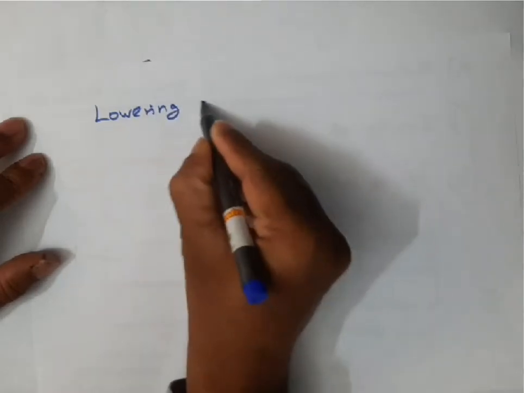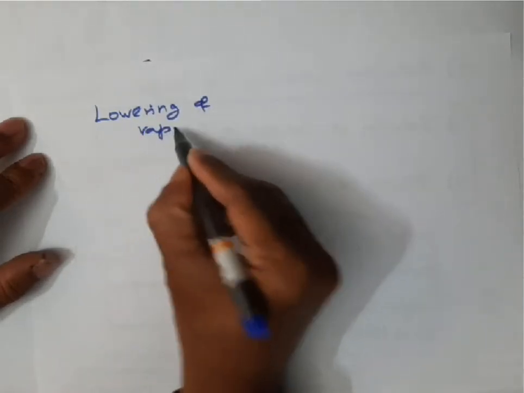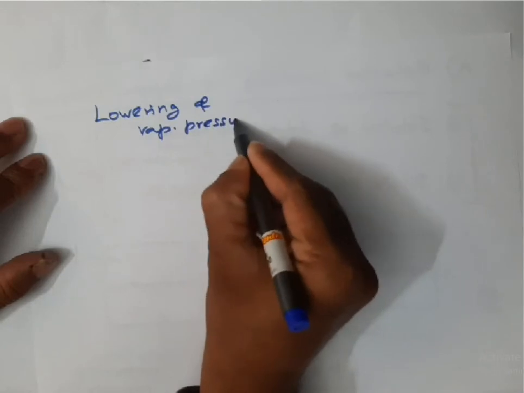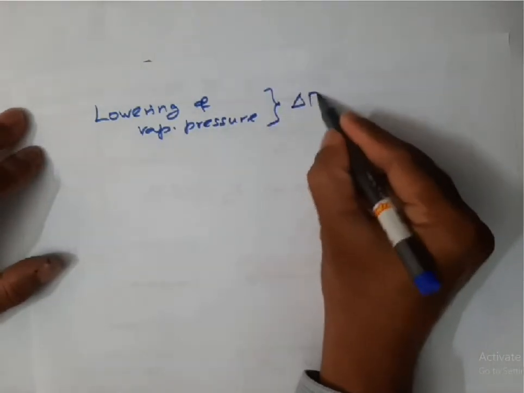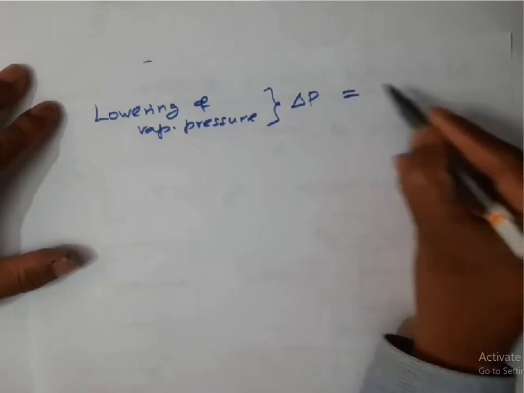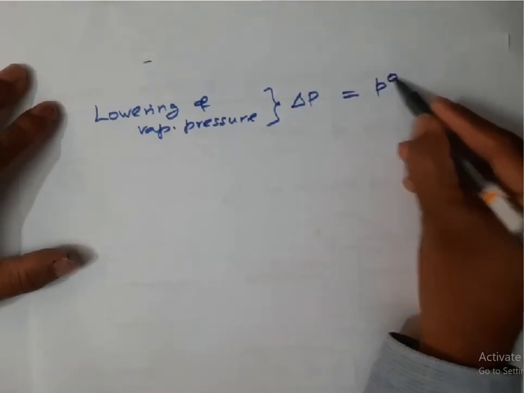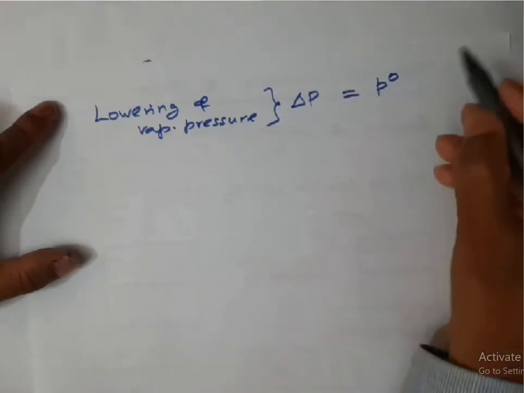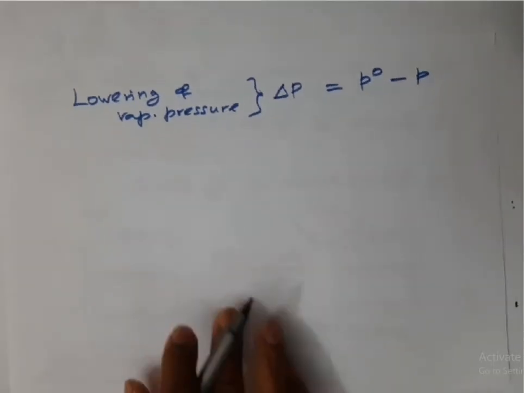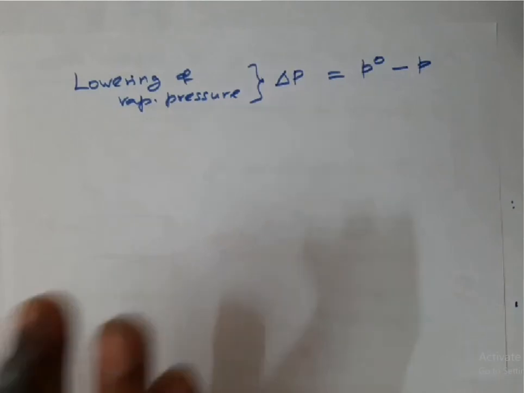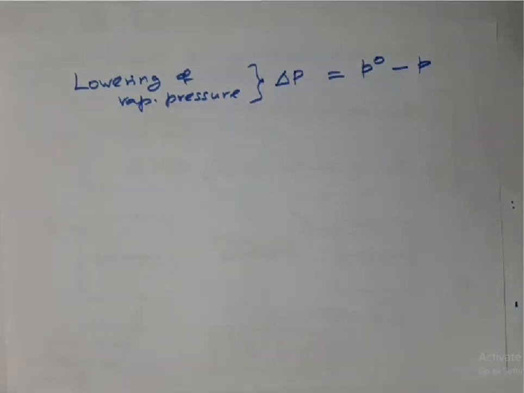Lowering of vapor pressure. What is meant by that? We represent this as delta P. Delta P means lowering of vapor pressure. What is lowering of vapor pressure? Very simple. Vapor pressure of pure solvent, which is high, minus vapor pressure of the solution. P naught minus P is nothing but lowering of vapor pressure.